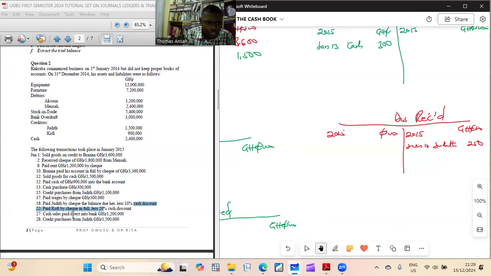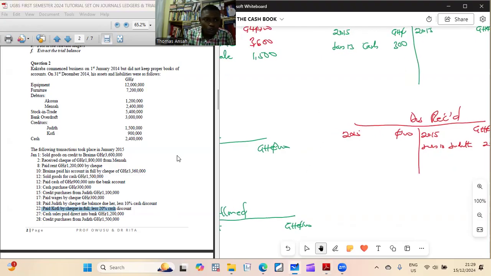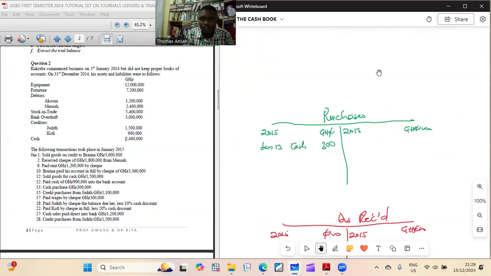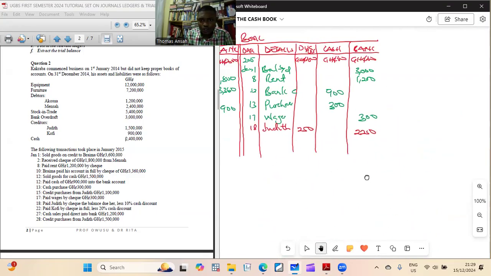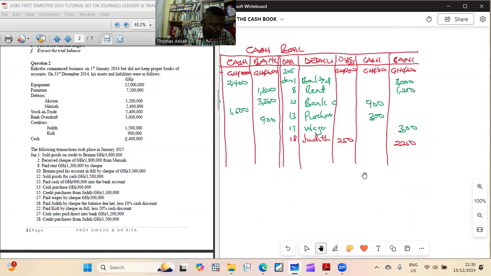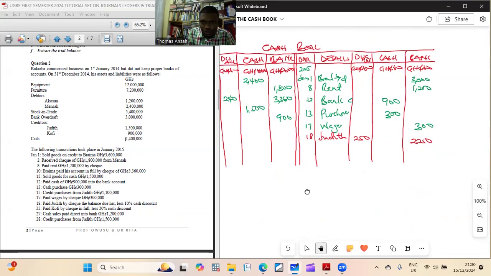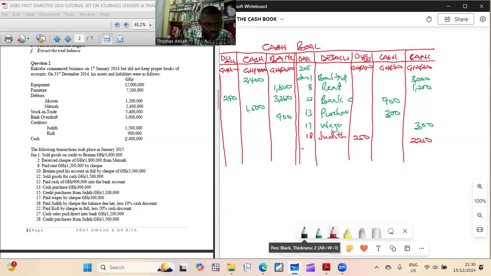So now, what is left? Kofi paid by check, less 20% discount. How much do we owe Kofi? 900. So we are paying Kofi 900 less 20% trade discount. What is 20% of the 900? So 0.2 by 900 is 180. So here we will write, what is the date? 22, right?